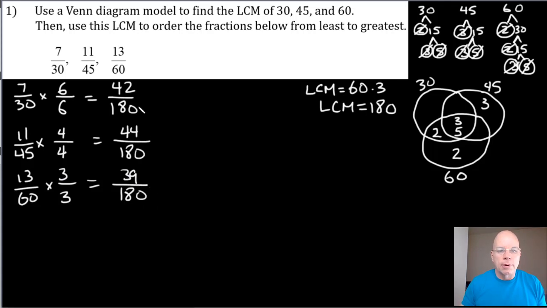So now that they're all 180ths, now that I have like terms, I can see this is the smallest fraction. So if I'm listing them from least to greatest, 13/60ths will be first. 42/180ths is a bit less than 44/180ths, so 7/30ths is next. And 11/45ths is last in our list.